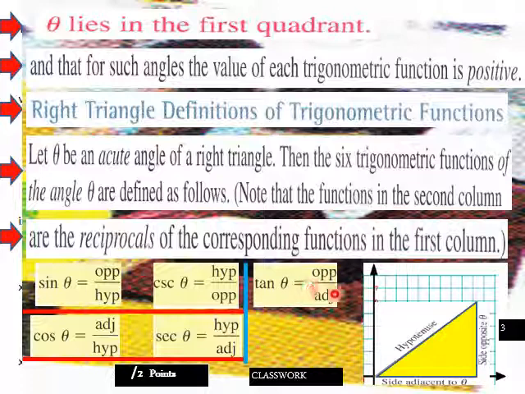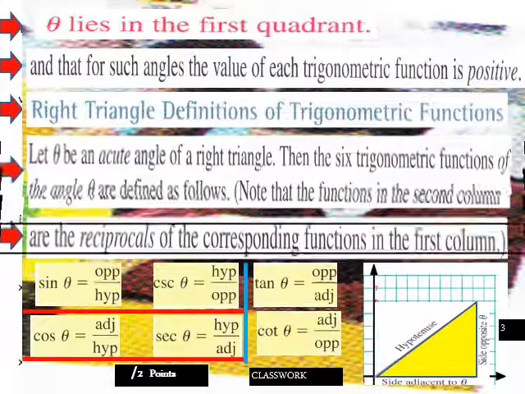And then tangent is opposite over adjacent, and cotangent is adjacent over the opposite. So there are your 6 trig functions, using a right triangle, within quadrant number 1.